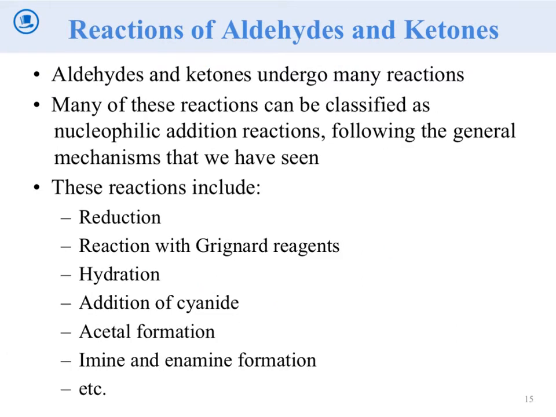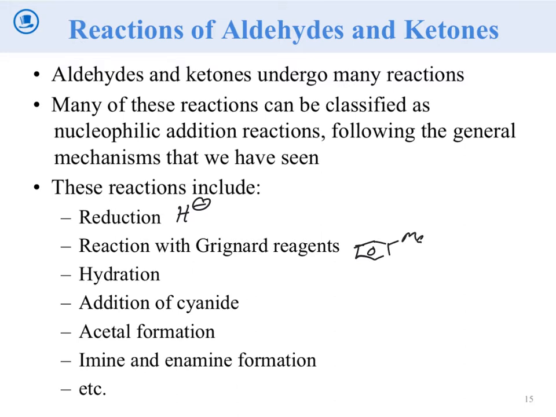So, aldehydes and ketones can do a lot of reactions. But the mechanisms for most of these fall into one of two categories: acidic conditions or basic conditions. Those are two things we just reviewed. So reduction, right, that usually involves H minus. What kind of conditions will that be? That would be basic. Reaction with Grignard reagents. What would that be?